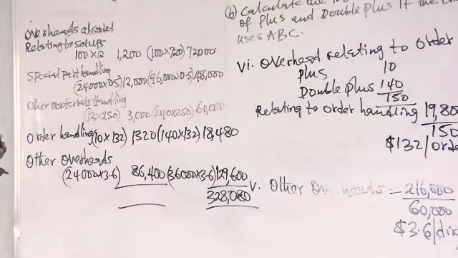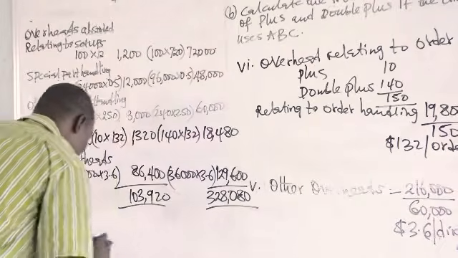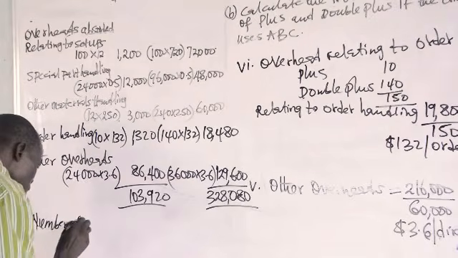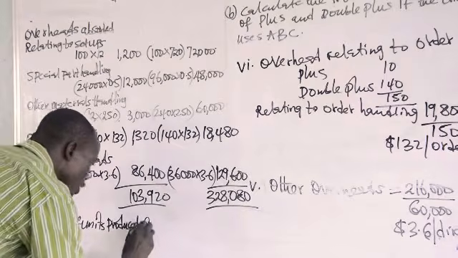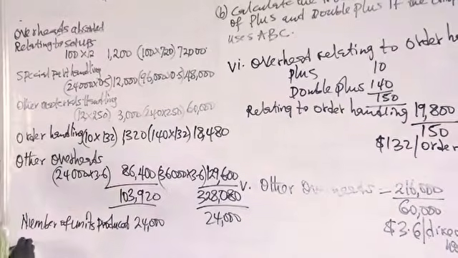For plus: 1,200 plus 12,000 plus 3,000 plus 1,320 plus 86,400, and that will be a total of 103,920. The number of units produced for plus is 24,000 units. Double plus is 24,000.